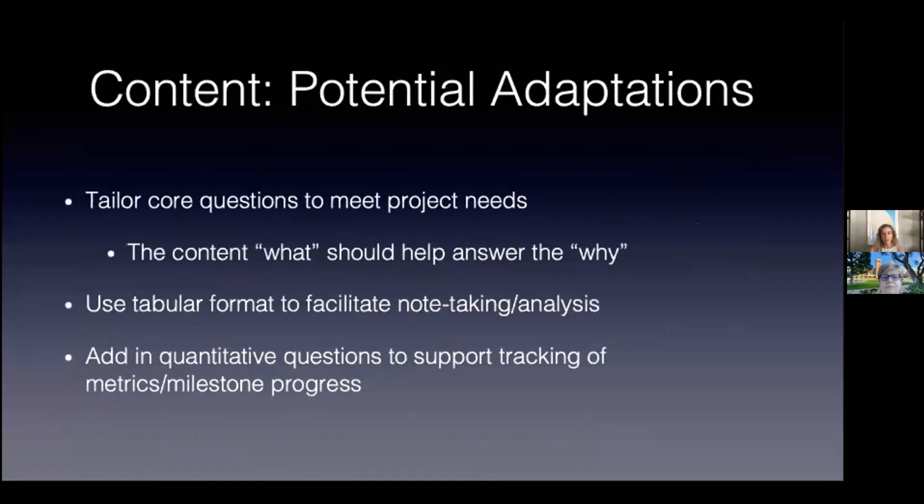And then talking a little bit about potential adaptations. These are all adaptations that I have either been involved with teams doing, or other teams have told me that they have used. So, tailoring core questions to meet project needs. For one project, for example, this past year, we added a specific question about COVID and the impact of COVID on the work that folks were doing. That was really important for this team because that had shut down a lot of the work. But just make sure that whatever content changes are made relate back to answering the core research questions or the core questions for a particular initiative.